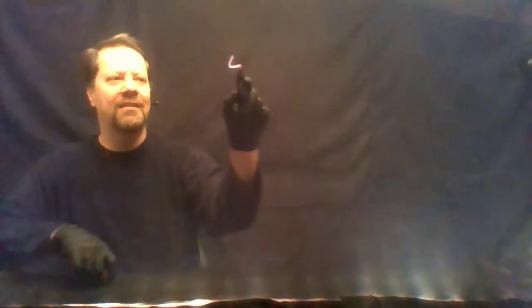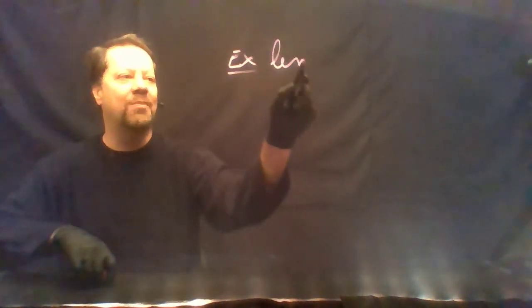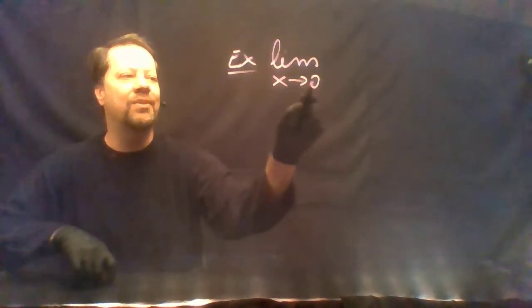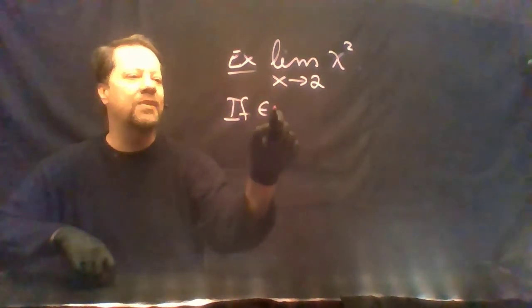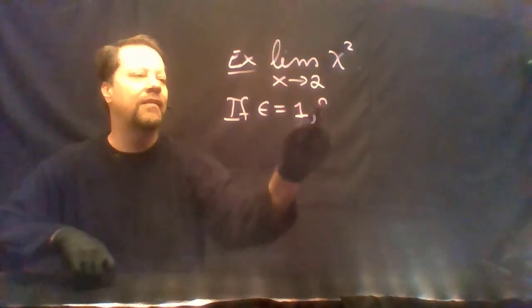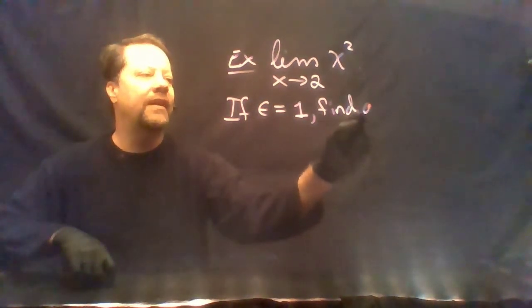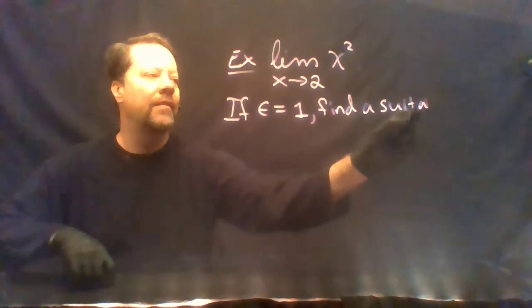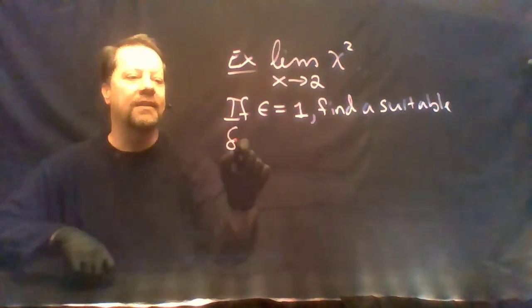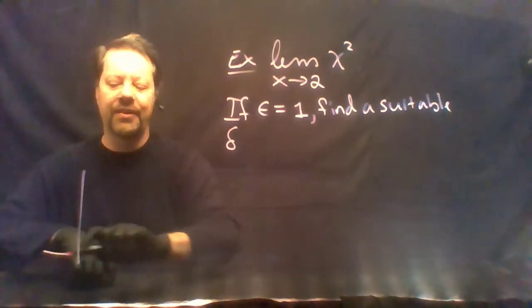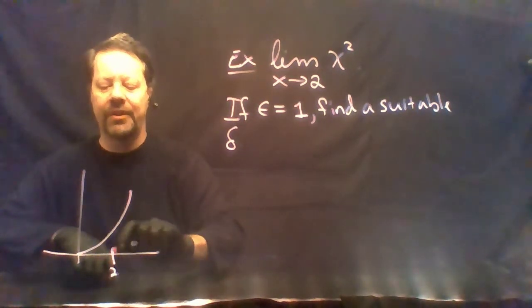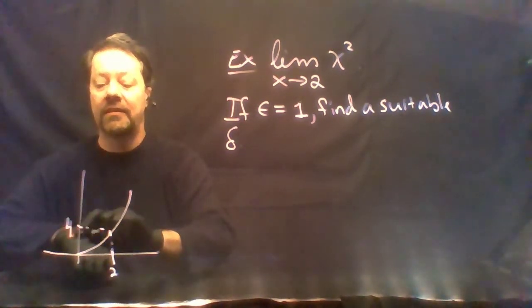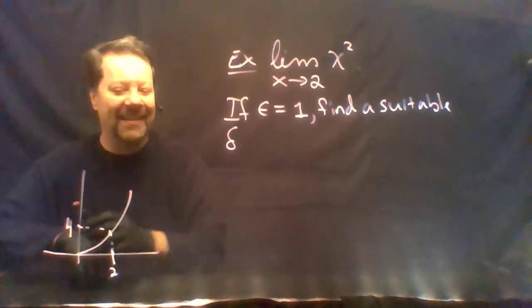Let's do one more elementary example. Let's look at the same limit as in the last problem: the limit as x goes to 2 of x squared. If epsilon equals 1, find a suitable delta. So our function is a nice little parabola, and at 2 we should have a height of 4. I guess it's been drawn badly.